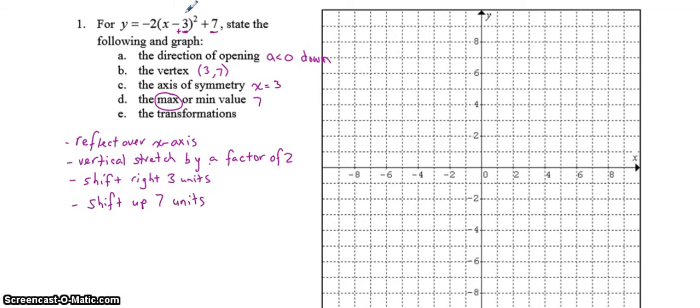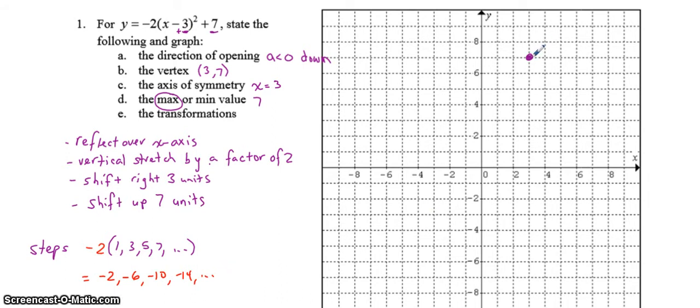So in order to graph, you start with your vertex, which is going to be at 3, 7. And now you need to know your steps. Your traditional steps are 1, 3, 5, 7, etc. And your steps get multiplied by your a value, which is negative 2. So that means your steps will be negative 2, negative 6, negative 10, negative 14, etc.